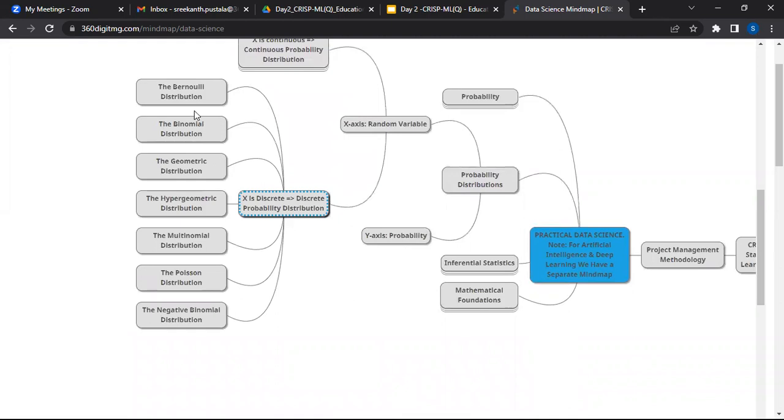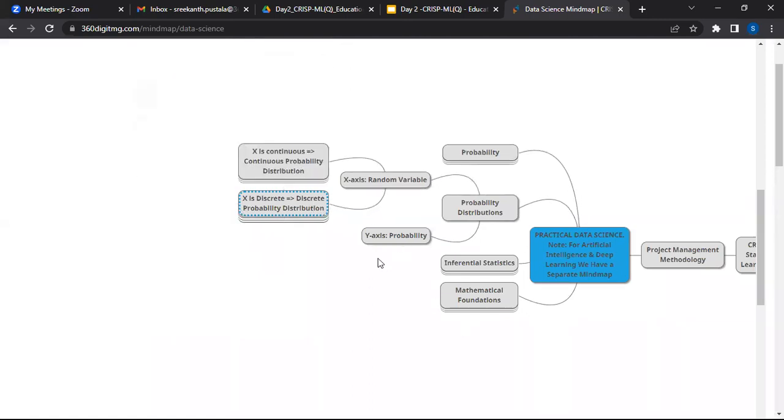When I have discrete data, we'll be looking into the Bernoulli distribution, binomial distribution, geometric distribution, hypergeometric distribution, multinomial distribution, and Poisson distribution. All these are part of discrete probability distributions. So my x-axis would be either a continuous or a discrete value.